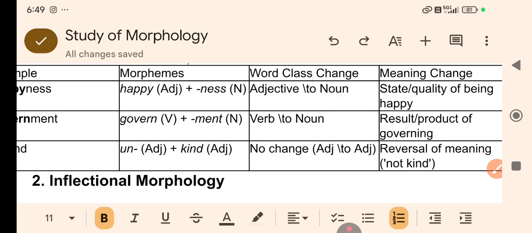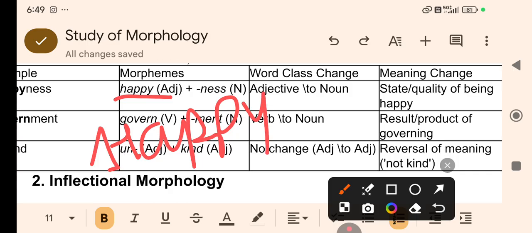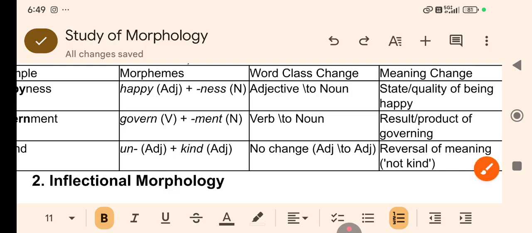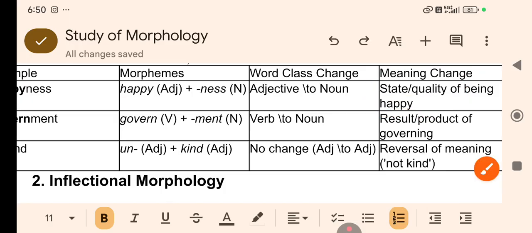Happy is an adjective and it becomes a noun, so that becomes happiness. Happiness, right? It becomes a noun. So why? Because the noun is the name or state, quality of being happy, so the meaning changes. Here happy is just an adjective.